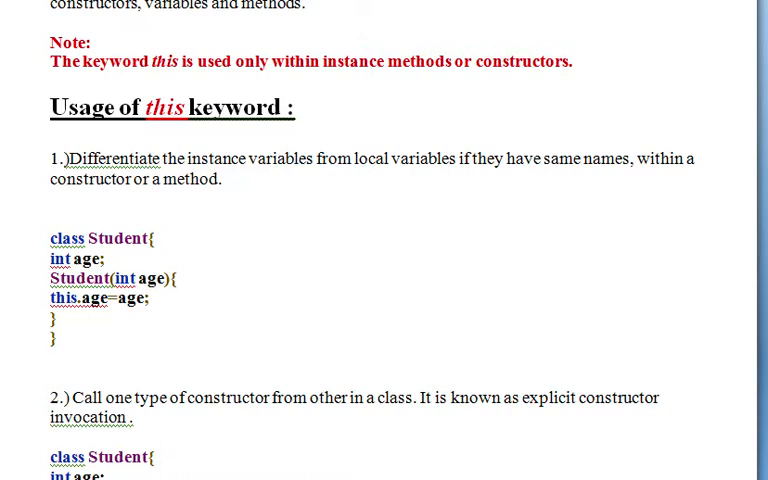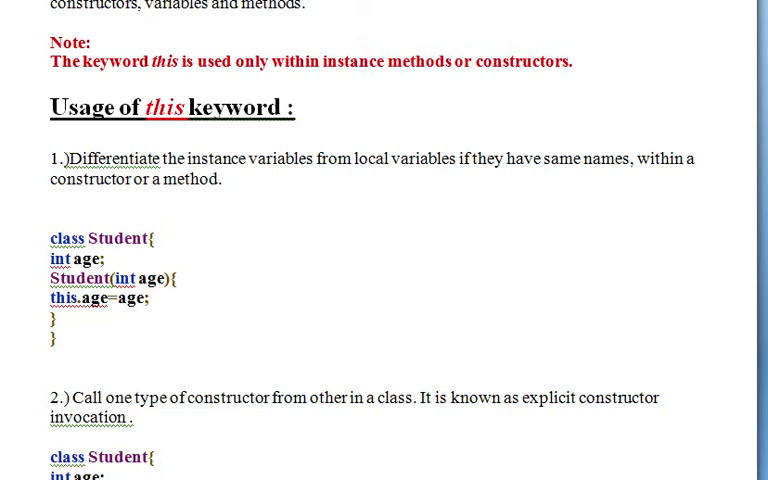Means what are the local variables? Let us recall about it. What are the local variables? The variables that are declared inside the method definition. And what are the instance variables? Which are the part of the class and they are declared inside the class definition only. Means if the name of the instance variable and the local variable is same, then we can use this keyword to differentiate between these variables.